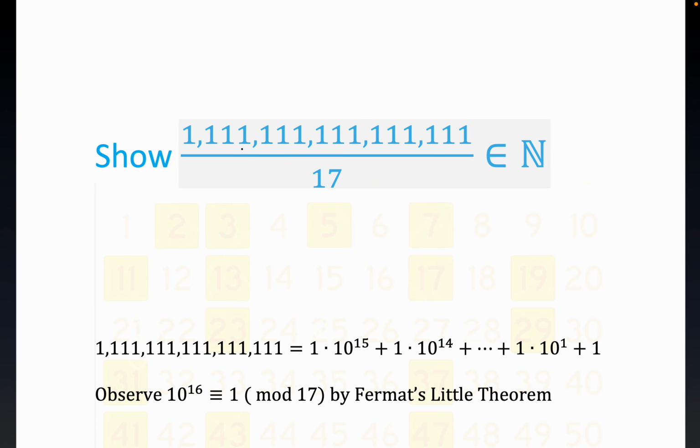Show that this fraction reduces to a natural number. Let's call this numerator NUM, so we don't have to write it down every time. The numerator is a 16-digit number comprised entirely of ones, and we're trying to show that this numerator is congruent to 0 mod 17.